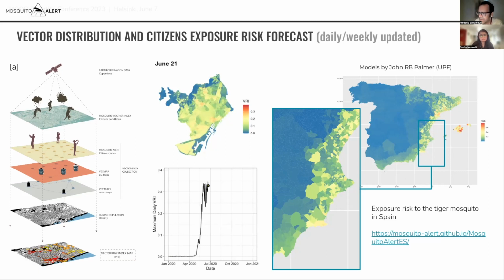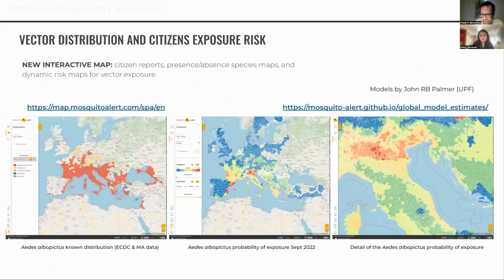So not only can we do this at the city scale, but also at other scales. And I invite you to go to the Mosquito Alert webpage, look at the map, and then go to these other visualizations that we have, where we are showing presence-absence data provided by the citizens in different colors, whether it's in the known distribution of the species or it's outside the distribution. And also we are generating probability models that give you the likelihood of having these insects all over Europe.